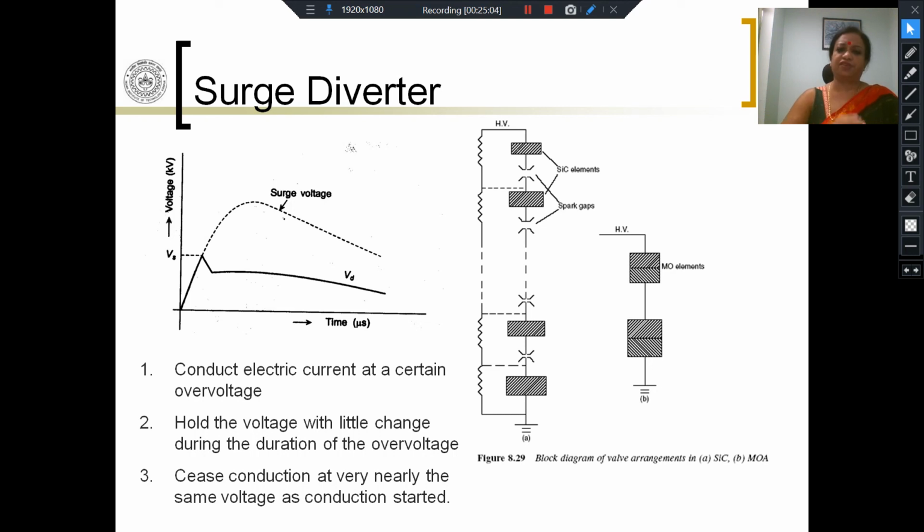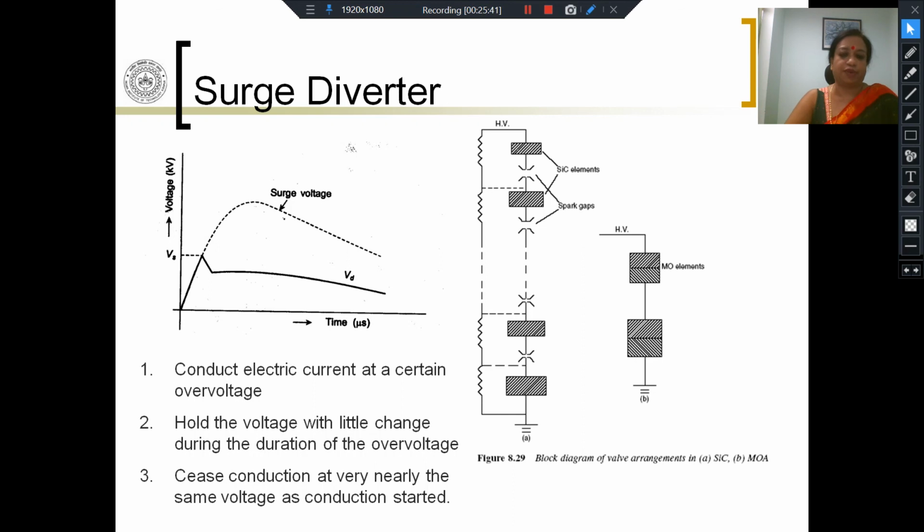These diverters are placed in parallel to the equipment to be protected. Now, if that protecting device was not there, if the surge diverter was not there, this is the surge that you would see across your insulation, and your insulation would have had to be able to cope with or withstand this surge. But when you have the surge diverter, what happens is, up to this point where you have normal voltages, the surge diverter is opaque to the system.